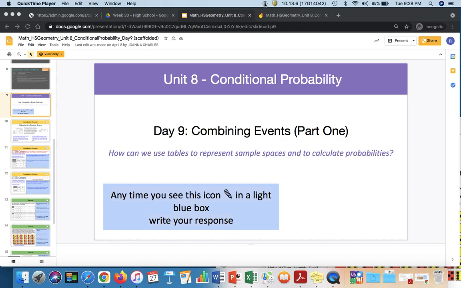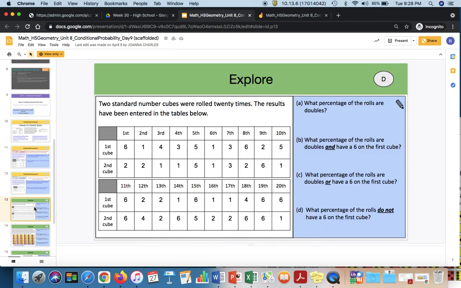Part 1, with a focus question of how can we use tables to represent sample spaces and to calculate probabilities. So I'm going to be focusing on slide 13 and 14 and showing a few samples of solutions here and how we can get to them.